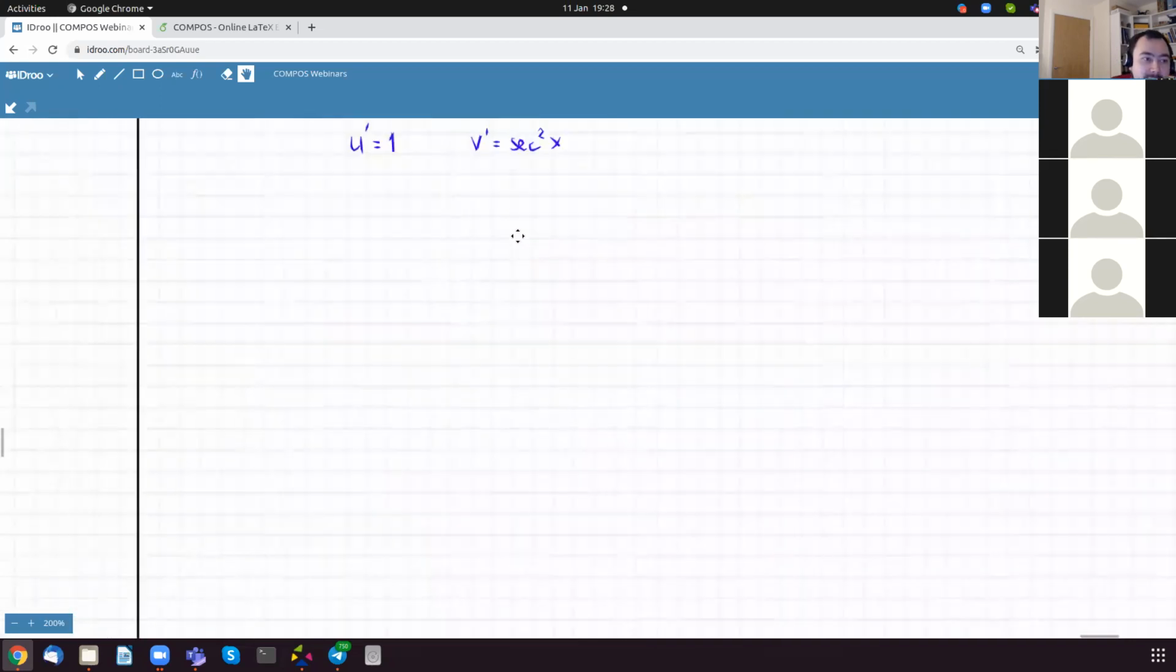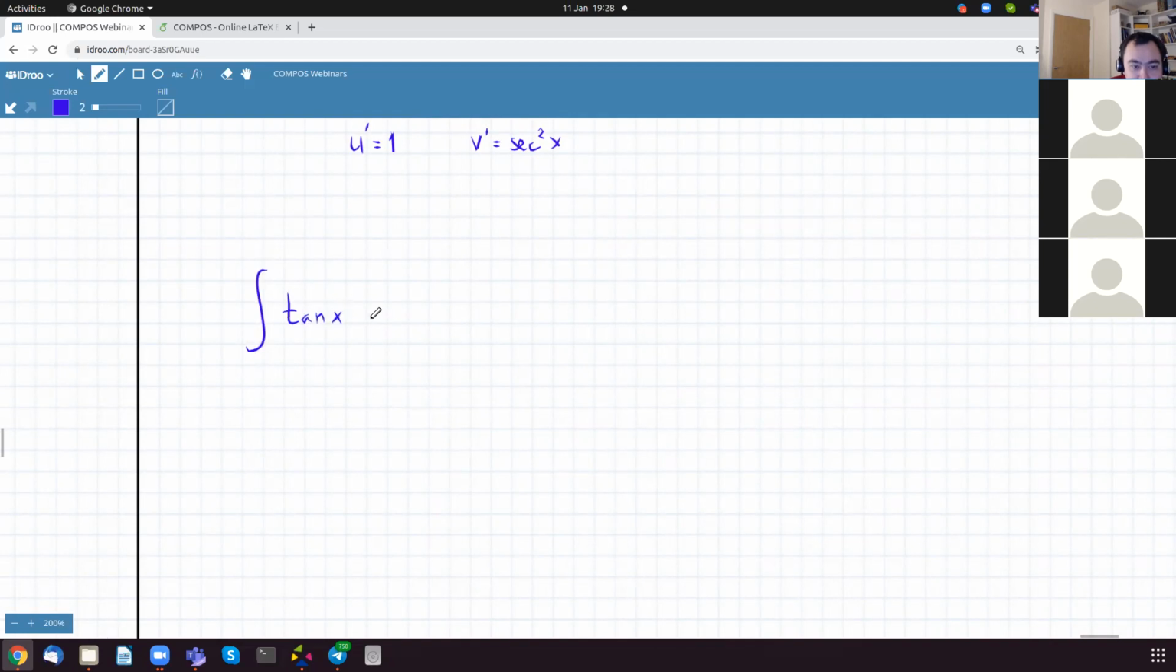Let me show how you can find the integral of tan x. Integral of tan x. It will require a substitution. So you get integral of sine x dx over cos x. Now, my substitution is going to be u is equal to cos x.